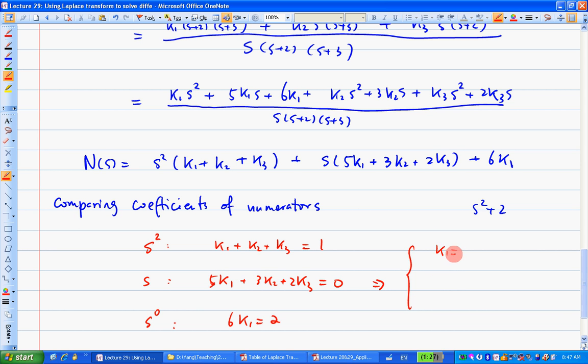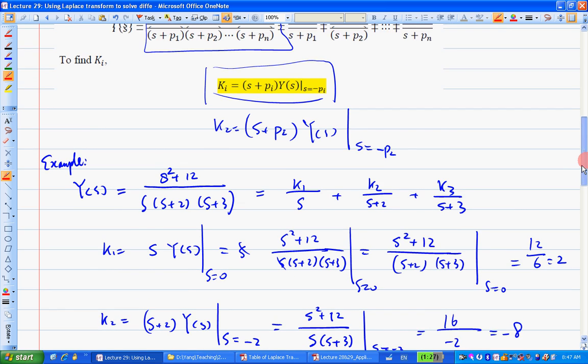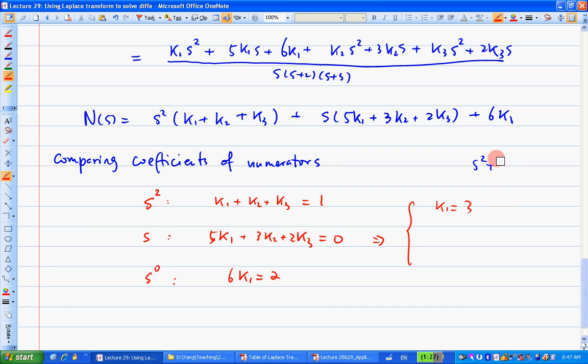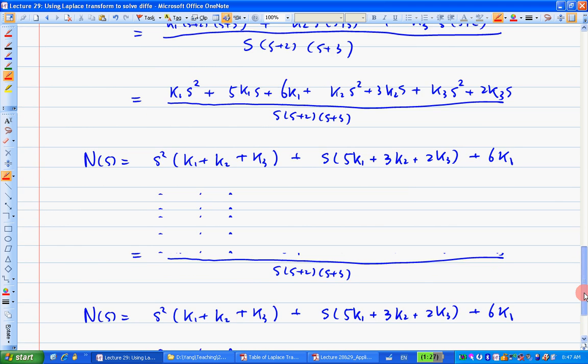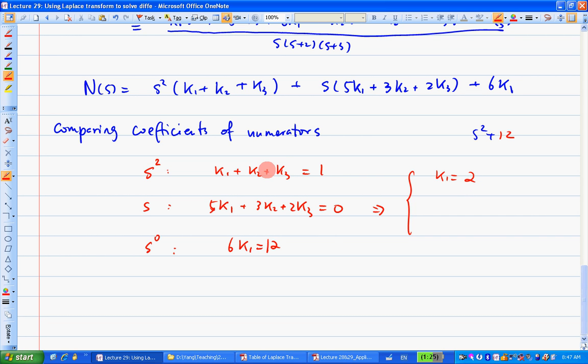So that means k1 equals 3. Sorry, that's 12, 12. So k1 equals 2. That's the same result as we found in the previous case, right? So k1 equals 2 here. Substitute k1 equals 2 back over here, and solve for k2 and k3. You should get the same results as previously. So double check if this works.